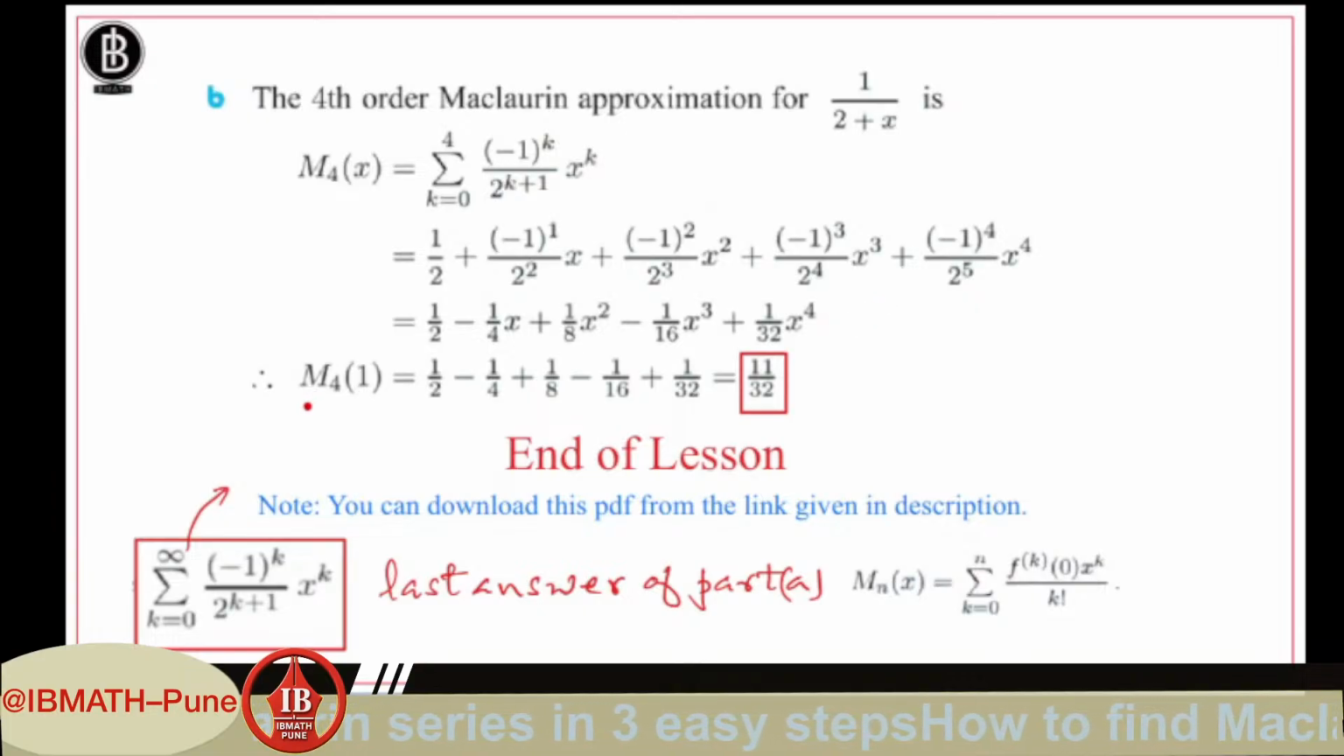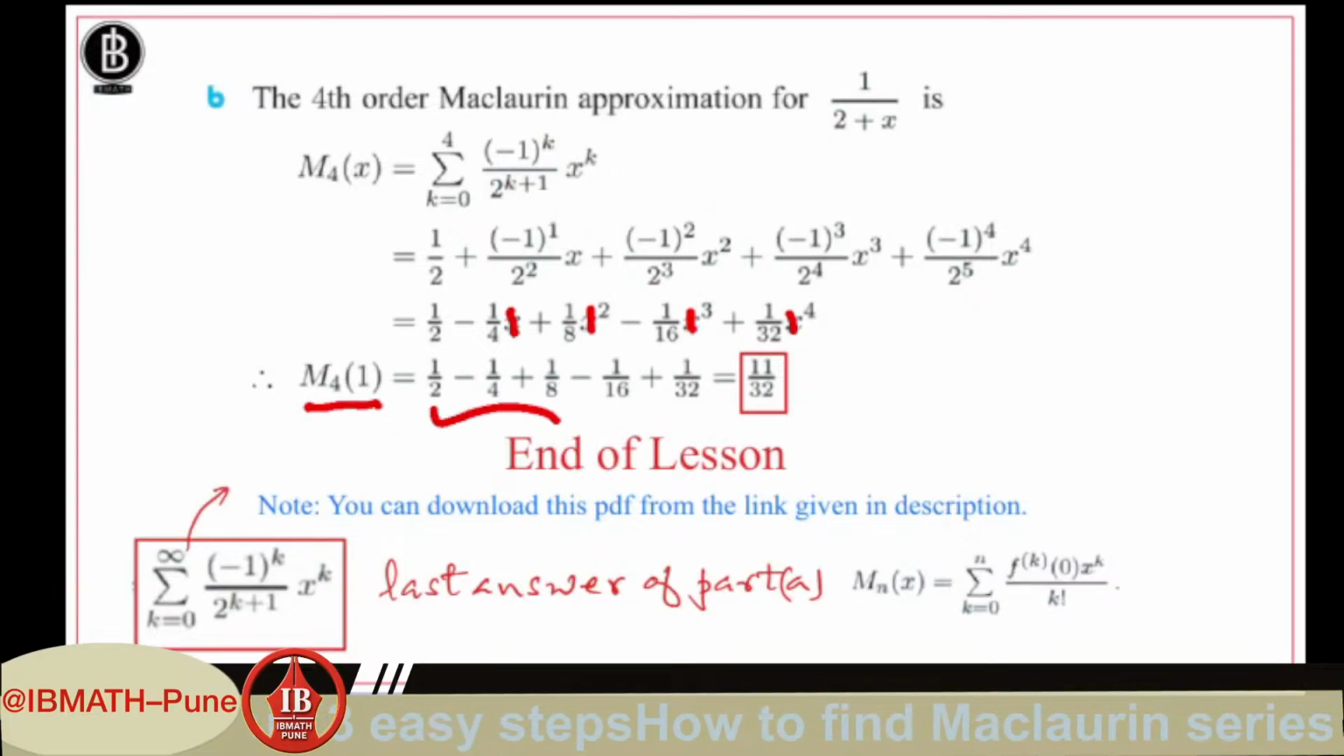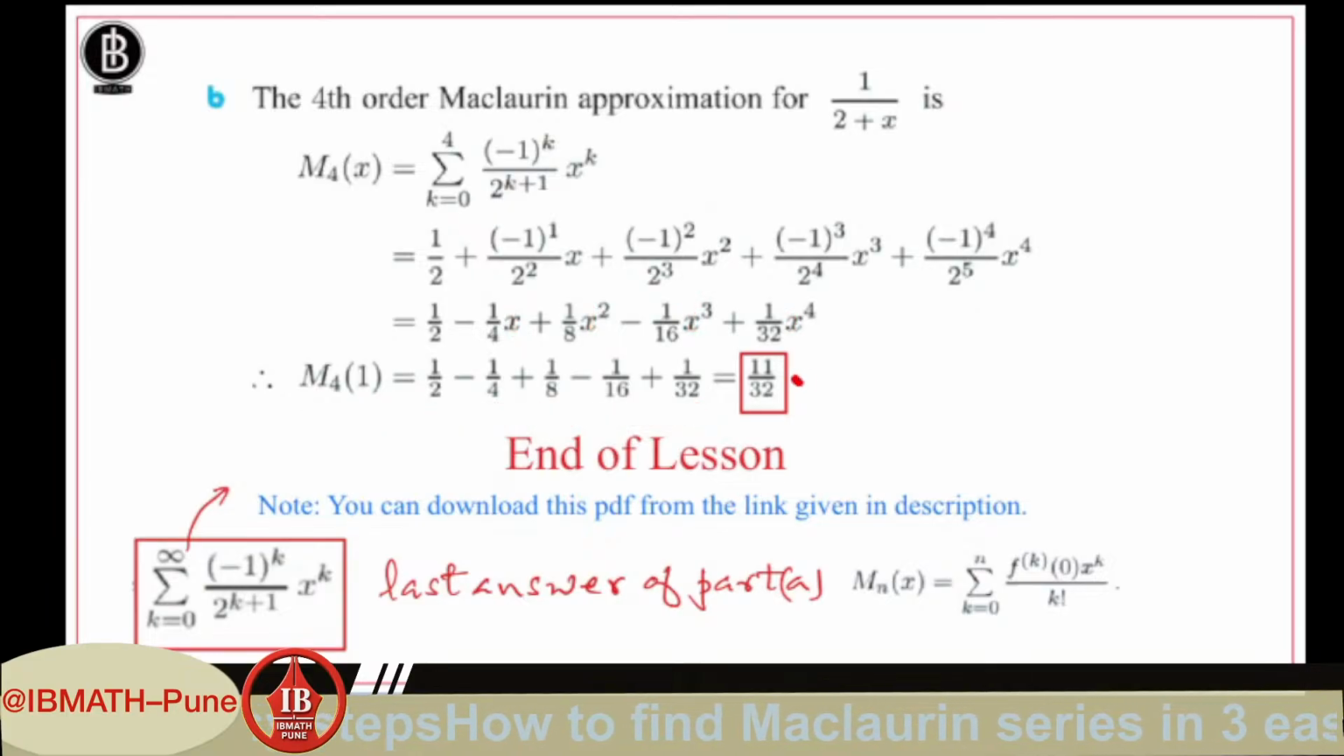Now we have to find f4 of 1. So replace x by 1 everywhere and you get all these coefficients only, which when added together is 11 by 32. With this, I end this lesson. I hope you understood this. This is very simple, really.